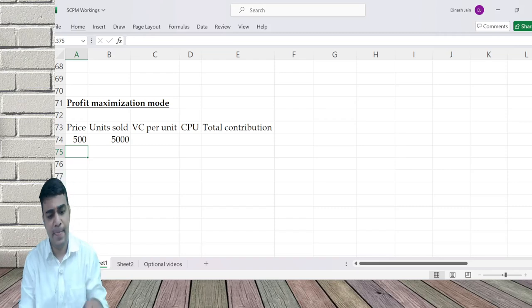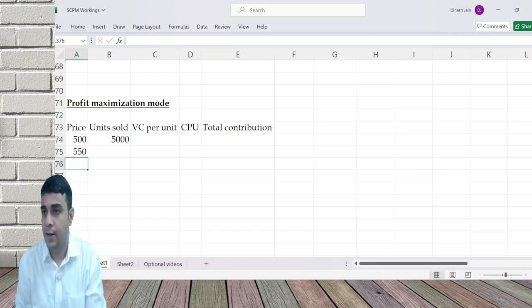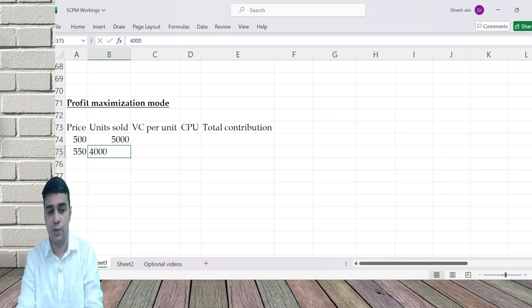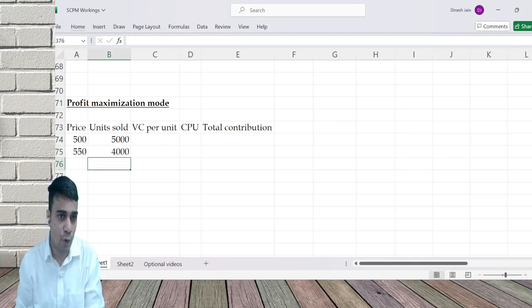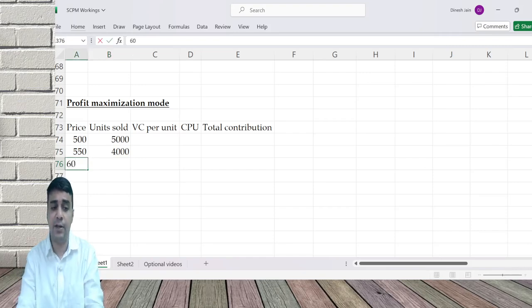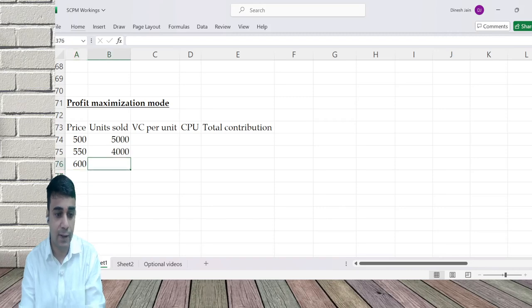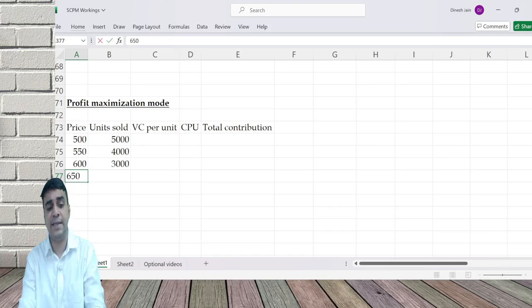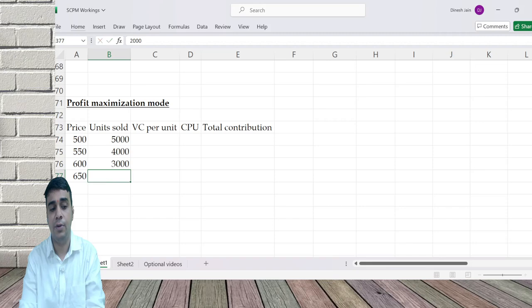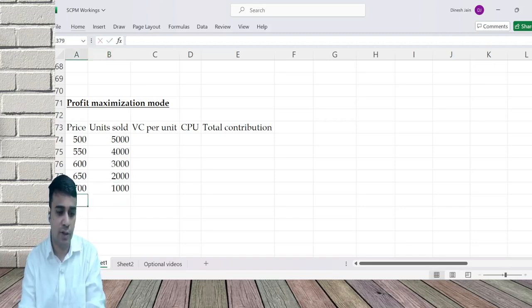If I increase this to 550, which is a 50 rupee increase, demand will go down to 4,000. If you increase this further to 600, that is another 50, demand will become 3,000. If you make it 650, demand will become 2,000. If you make it 700, demand will become 1,000. If you make it 750, demand will become 0. Any doubts on this?